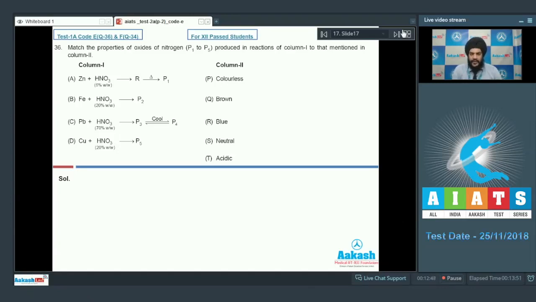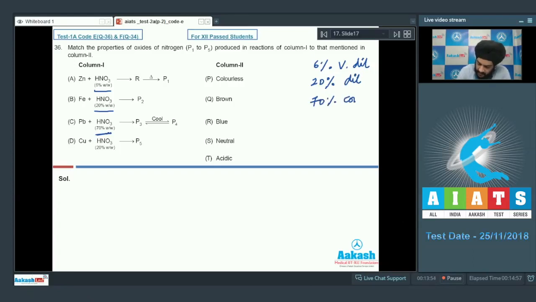Match the properties of oxides of nitrogen P1 to P5 produced in reactions of column 1 to that mentioned in column 2. So the examiner is interested in knowing about the reaction of HNO3. He has given us three distinct weight by weight percentages: 6% weight by weight, 20% weight by weight, and 70% weight by weight. The 6% can be taken as very dilute, the 20% as dilute, and the 70% is the concentrated nitric acid. So let us look at reaction A.